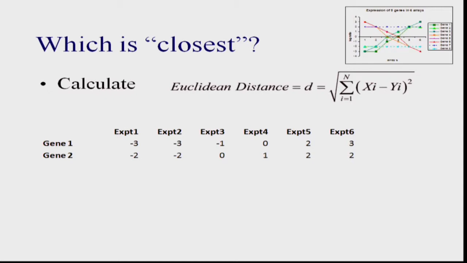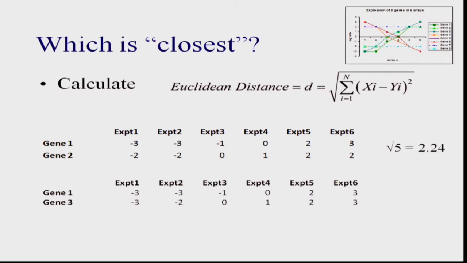Okay, so it's minus 3, minus 2. The difference between them will be 1 squared. Okay, 1 squared, 1, 1, 0, 1. Add them up, you've got 5. It's the square root of 5, which is 2.24. What's the Euclidean distance between these two genes? You can say the square root of what number? 3. See, you've calculated, it's easy. The square root of 3.